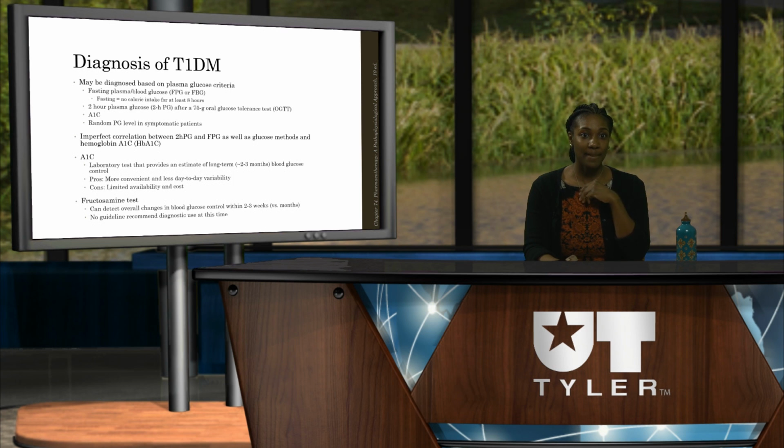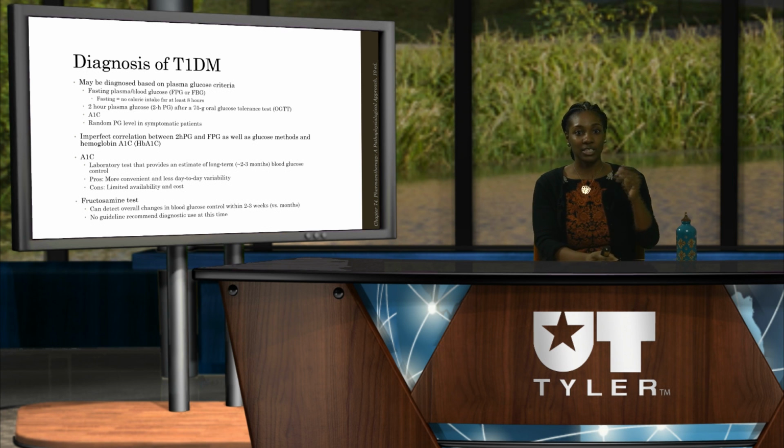But it may be diagnosed based on plasma glucose criteria. So that's one of the first things. So if a patient has a fasting plasma glucose or fasting blood glucose, those words will be used interchangeably, usually greater than 126, then they could be diagnosed with diabetes. Their 2-hour plasma glucose level, especially after a 75-gram oral glucose tolerance test, can be looked at. Their A1C can be looked at, and also their random plasma glucose level can be looked at.